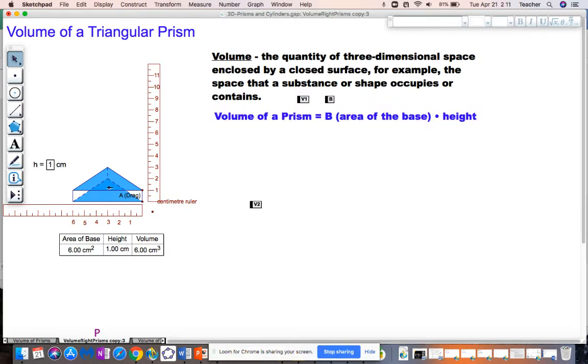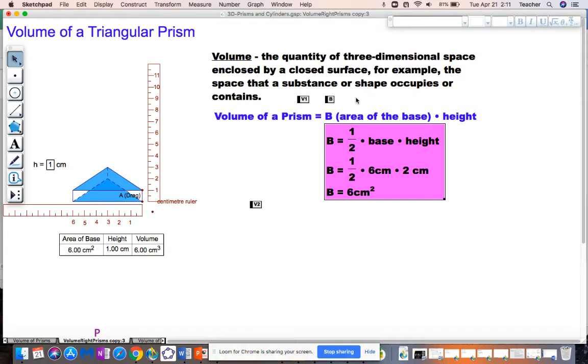Volume of the prism, triangular prism, is the area of the base. Well, in this case, the base is a triangle times how tall it is. So go back. How do we get the area of a triangle? Area of a triangle is 1/2 base times height.